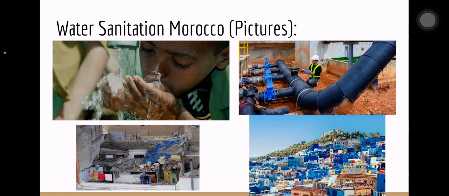I decided to use a picture of a Moroccan boy drinking water. I used another picture of a man at the pipeline, and I decided to show the rich part of Morocco and the less fortunate part of Morocco.